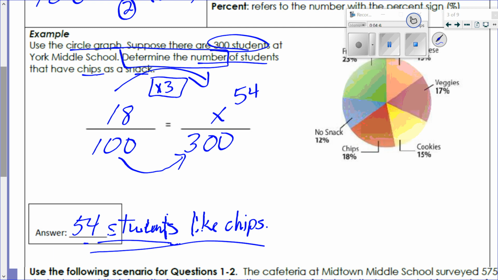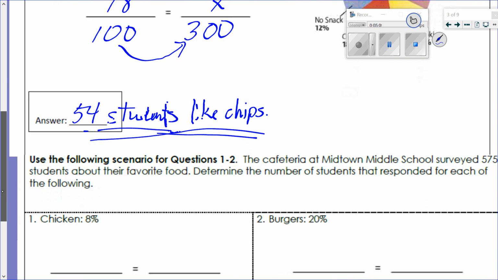Okay? Does that make sense? So again, our whole key, our focus on all of today's lesson is setting our proportion up correctly. Once we set the proportion up correctly, then all we got to do is the math. The math is actually the easy part on this for most of these questions. The key is putting all my numbers in the correct spot.